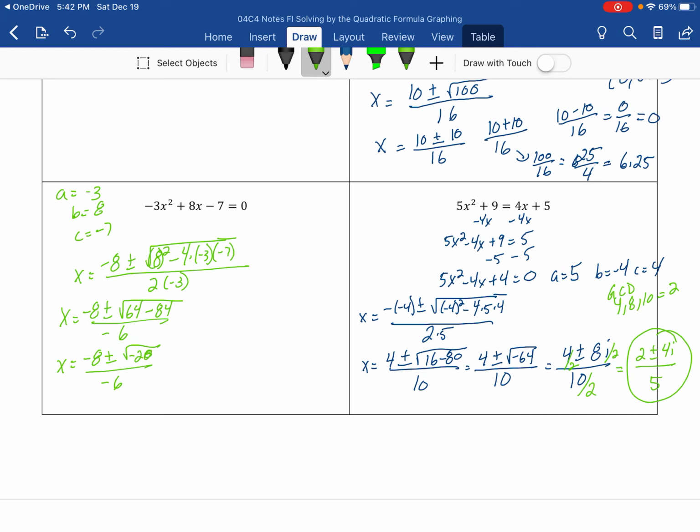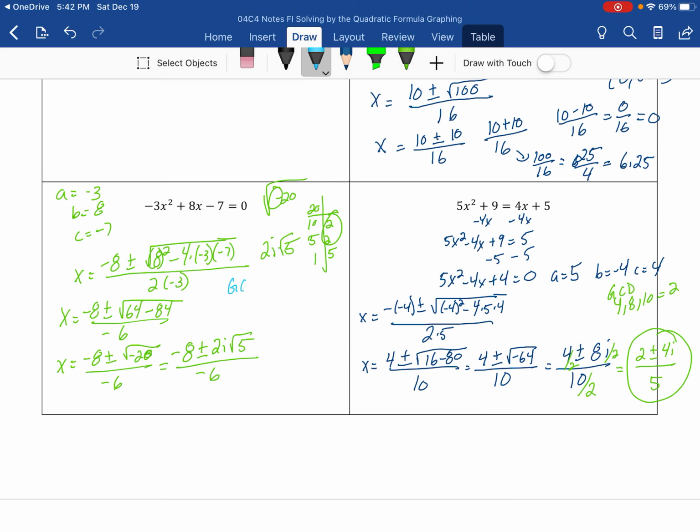Now I'm going to take this -20 and I'm going to simplify. Okay, so my -20, I know 20 divided by 2 is 10, divided by 2 is 5, divided by 5 is 1. So I know that there's going to be 2 on the outside of the radical. I have my negative here, so I know there's going to be an i, and there's going to be a 5 left on the inside. So this is going to be -8 plus or minus 2i radical 5 all over -6.